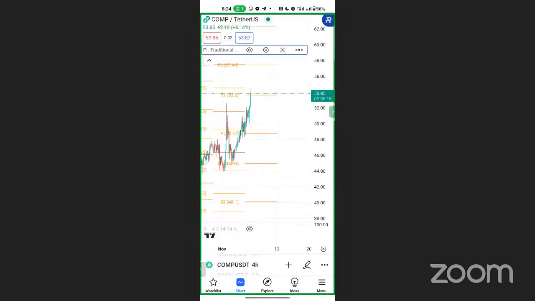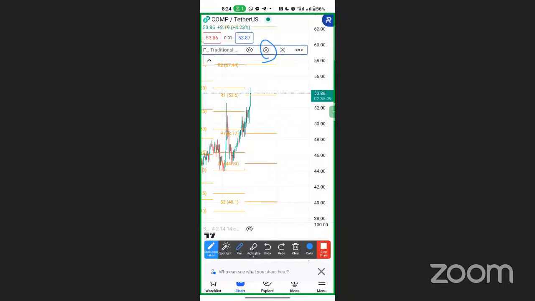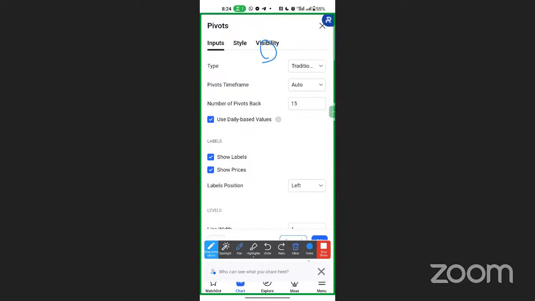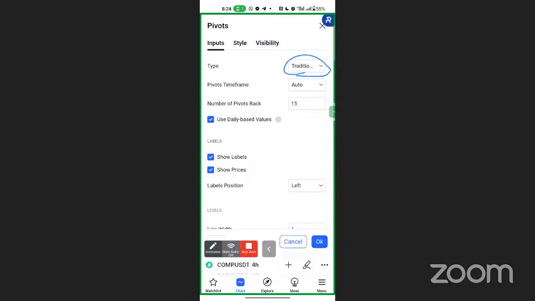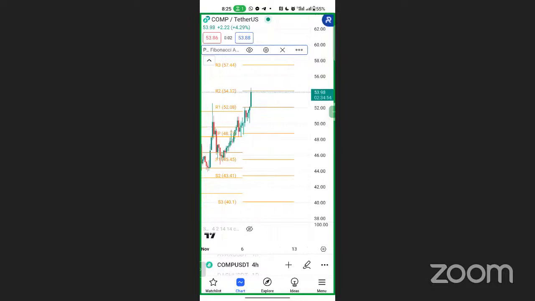So they are traditional, but we are going to tap on the setting icon. If you don't know the setting icon, this is the setting icon. We tap on the setting icon and we tap where there is the word traditional and we turn them into Fibonacci. Then we tap that. Our lines are appearing, our labels are appearing on the right. They are appearing on the left.